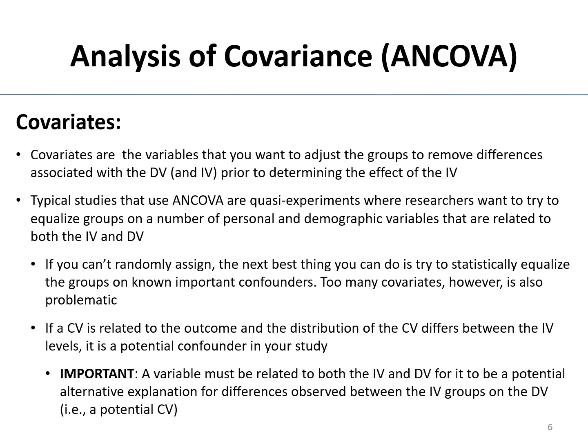So it's important, so I'll say it again, a variable must be related to both the independent variable and the dependent variable for it to be a potential alternative explanation for the differences that you observe between the independent variable groups on the dependent variable. So a covariate, to be a confounder, has to differ between the groups in its distribution. And so in this case, prior drug use would have to differ between the groups. And also, it would have to be related to the dependent variable. Do you suspect that prior drug use is related to subsequent drug use? Probably. That's the way life works.